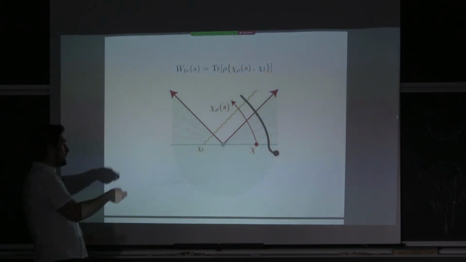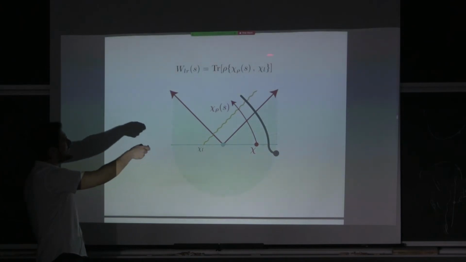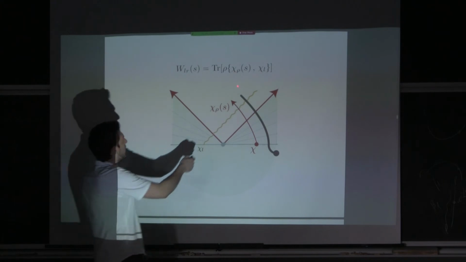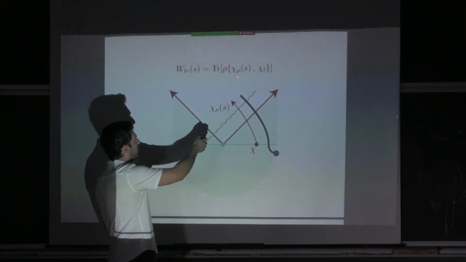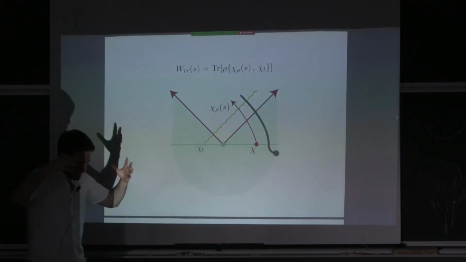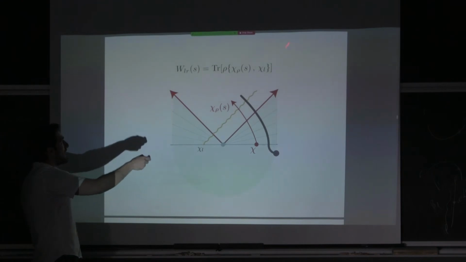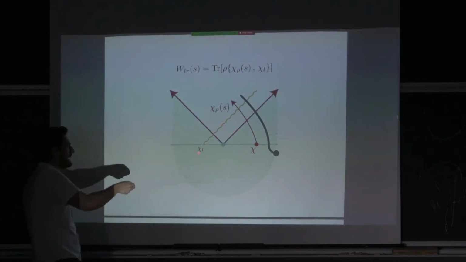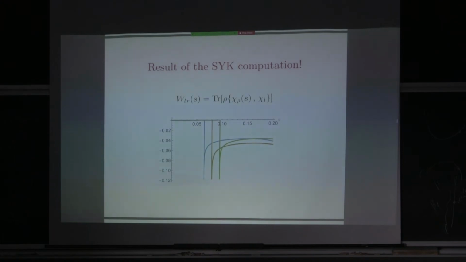But the important thing, so this is the expectation from the bulk, but the important thing is that this object over here is entirely defined in the SYK. All the objects, rho, we prepared it, it's the state we prepared the system in. This modular evolution, again, we have expressed entirely in the CFT. So this is an SYK computation that is supposed to reveal a sharp light cone structure in the bulk. And that's the result of SYK.